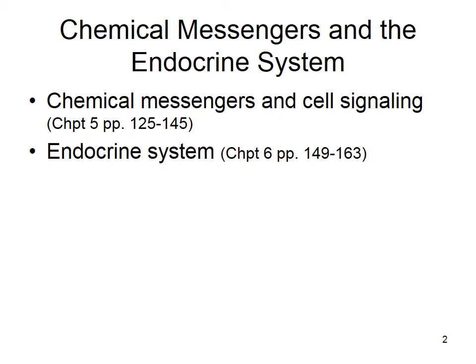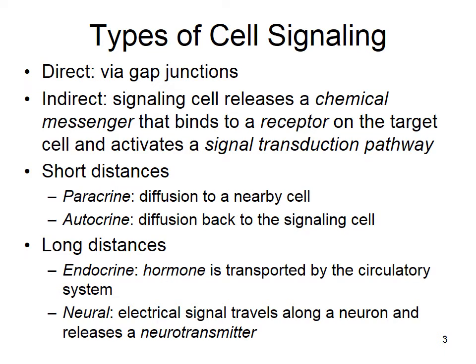So we're going to do just some basics of chemical messengers and cell signaling, and then we'll talk about the endocrine system in specific. The endocrine system uses chemical messengers. Okay, there are different types of cell signaling. There is direct cell signaling where we have gap junctions. What kind of cells have we talked about that have gap junctions? Cardiac muscle cells, right? So those gap junctions allow that wave of depolarization to move from cell to cell so that we get the atria contracting at once and the ventricles contracting at once. Okay, so you guys know all about direct cell signaling.